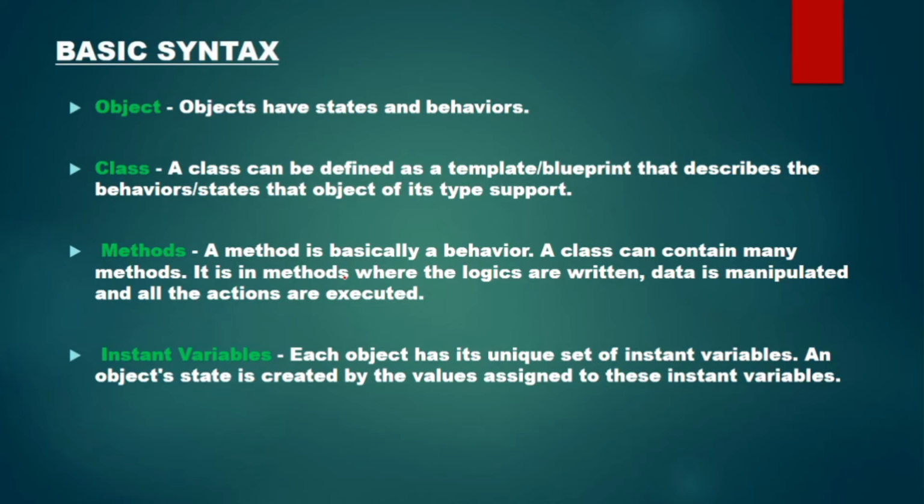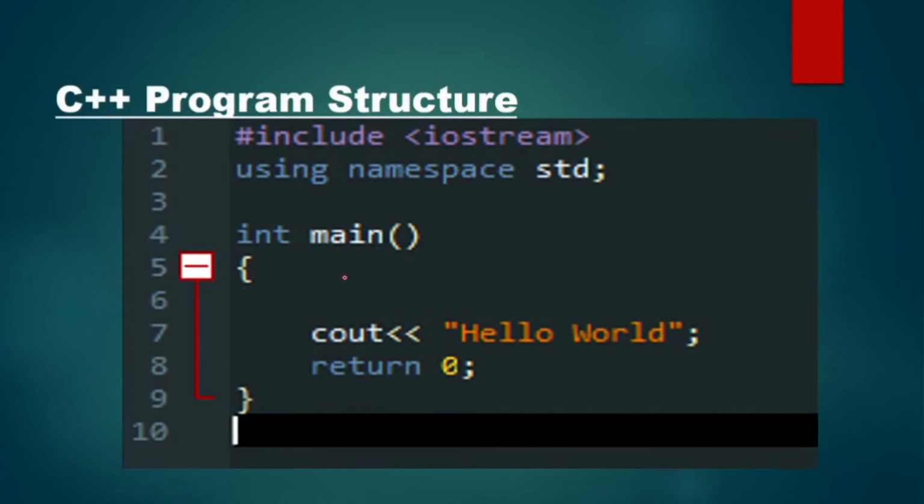The methods. A method is basically a behavior. A class contains many methods. It is in methods where the logic is written, data is manipulated, and all the actions are executed. Instance variables. Each object has its unique set of instance variables. An object's state is created by the values assigned to these instance variables. So now, this is the structure of the C++ programming language.